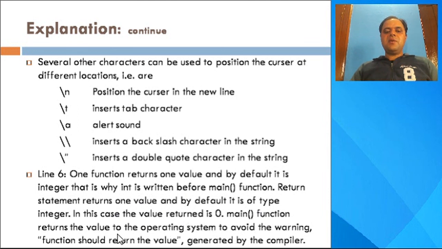The main function returns the value to the operating system to avoid the warning by the compiler. Every function should return something. If I had not written return 0 there, then it would give us a warning, and the warning would be that the function should return a value. That's why I have written return 0.